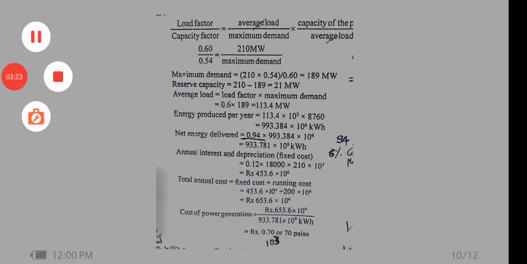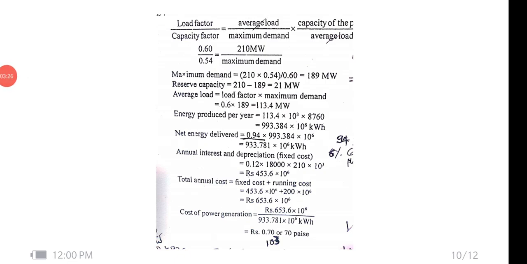Now you can see here, using these relationships, the load factor divided by capacity factor. Load factor is average load divided by the maximum demand. Capacity factor is written in the denominator, so that becomes capacity of the plant divided by the average load. So if I write load factor divided by capacity factor, then the relationship becomes average load divided by maximum demand, multiplied by capacity of the plant divided by the average load. I have reversed the capacity factor and put it in the denominator.